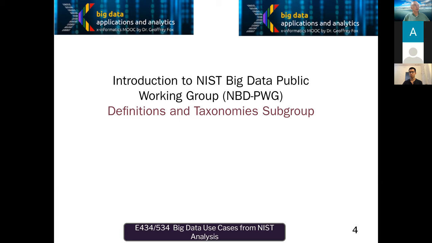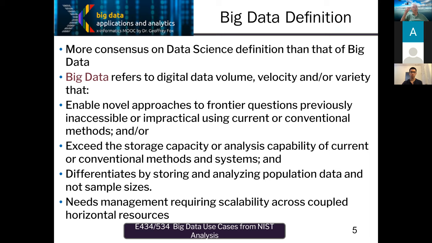Okay, so here is Nancy Grady's definitions and taxonomy subgroup. It discussed definitions, and I think maybe one of you has asked me this. I often get asked the question, what is big data? There is no real agreement on what is big data, because big data is more an approach than a size, although the size of big data tends to imply an approach, and if the data is very big, it is more likely to have some answer which is not otherwise available.